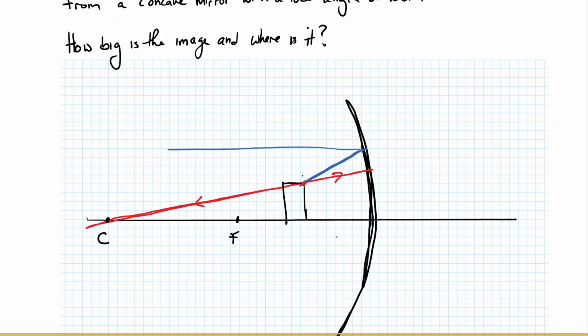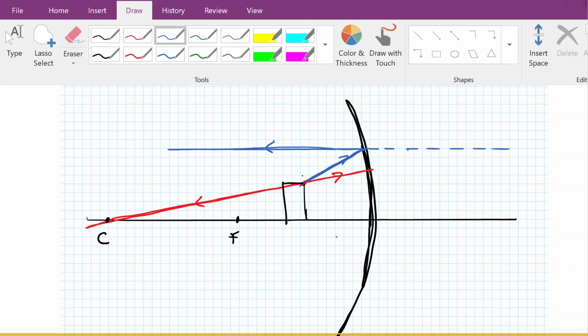Now, if I look at these, I'm seeing here, these aren't going to intersect, so I need to extend them back. So right away, I'm expecting a virtual image. Also, right away, I know how big it's going to be. That's kind of cheating. There we go. Extend this one back.